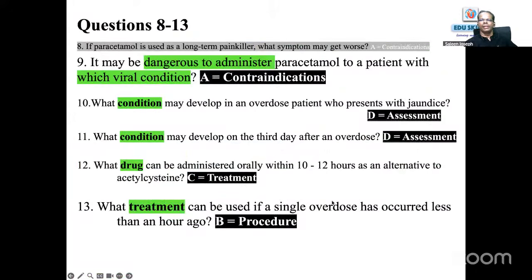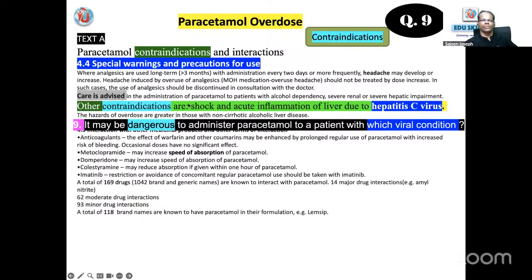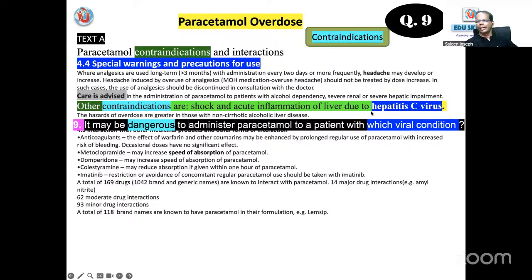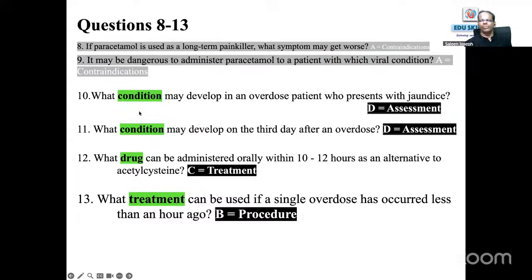Ninth one, it may be dangerous to administer paracetamol to a patient with which viral condition? Other contraindications, hepatitis, dangerous, warning, hepatitis C. Shock and acute inflammation of liver due to hepatitis C. I said due to, when there is a cause and effect language used, usually there is a chance of an answer. Yes.